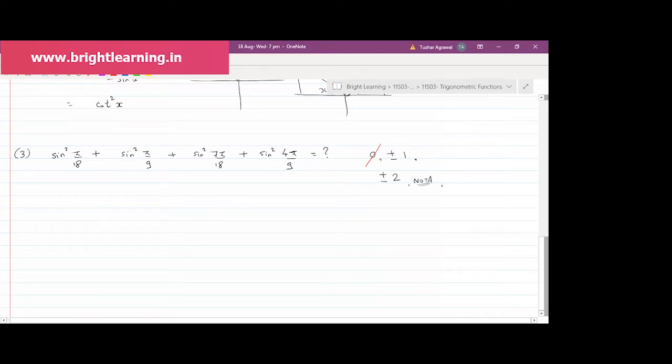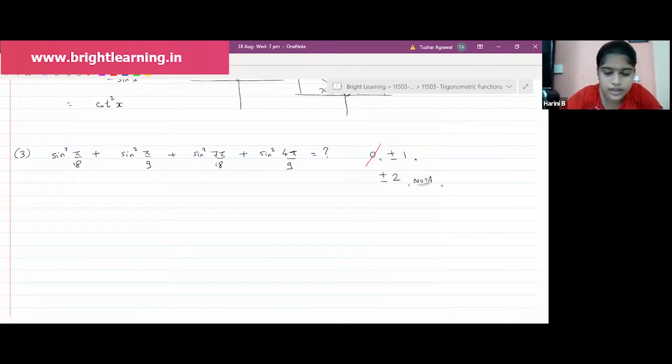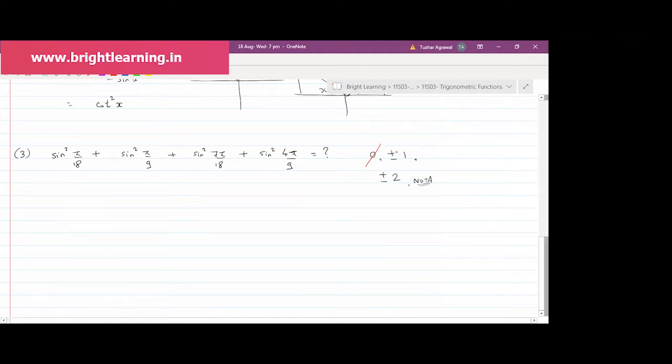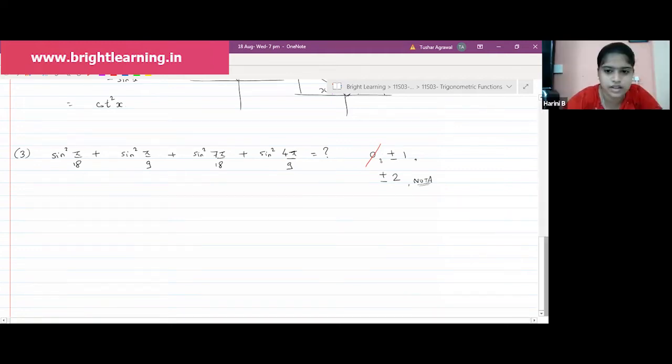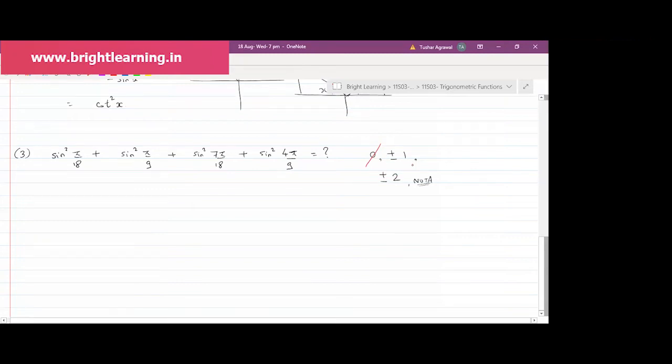Now tell me, Harini, what's your doubt? No, sir. In the answer, you have written plus or minus for everything. Okay. Plus minus one means those are two separate options. Plus minus two, those are two separate options. Yes, Harini, correct. B, Harini, B, correct.